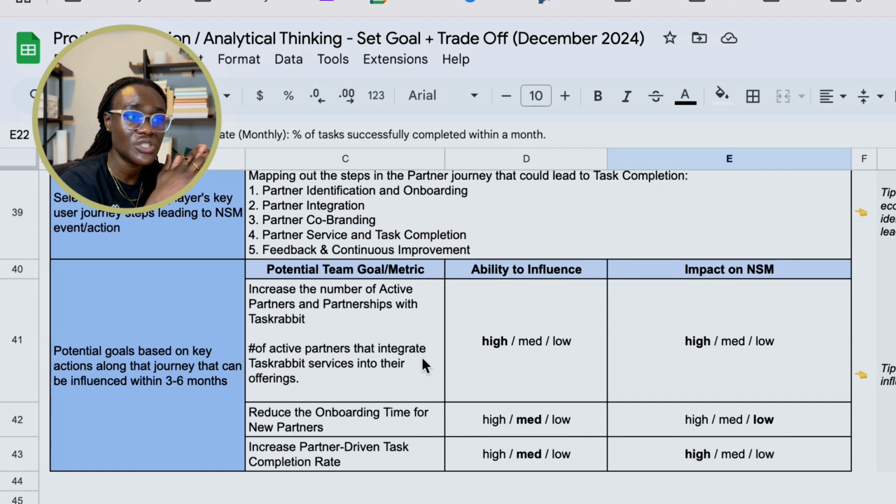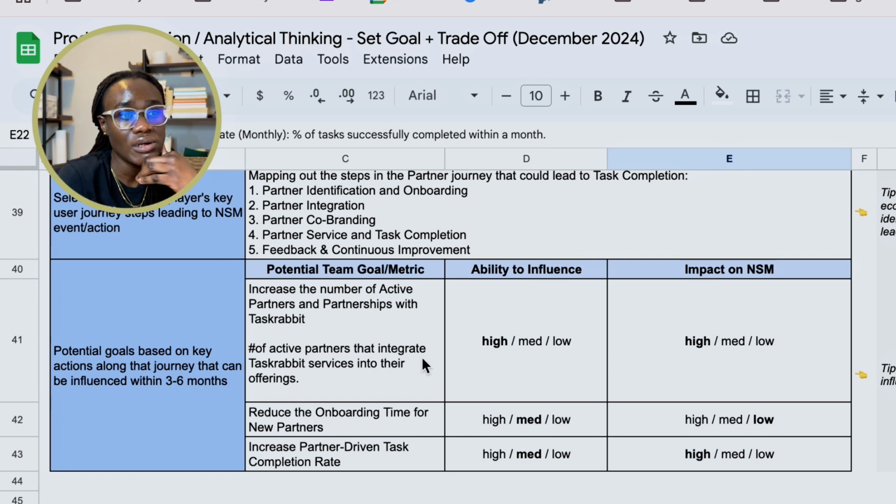The first one, which is increase the number of active partners, I ranked as high on our ability to influence, and I also ranked it as high when it comes to impact, because more partners means more tasks. Think about just one partner integration, and even if you are able to lock in 1% of the tasks for a Home Depot branch, that's why I consider it a high impact on our North Star metric. And I think we have the ability to influence it because we have a ready market of taskers on TaskRabbit. Partners do not lose anything by having TaskRabbit complement their services. If anything, they gain something. So I think our ability to influence that is quite high.